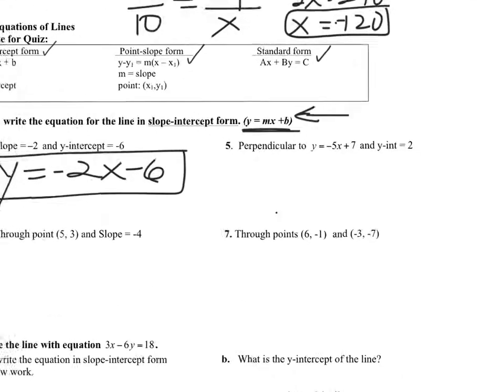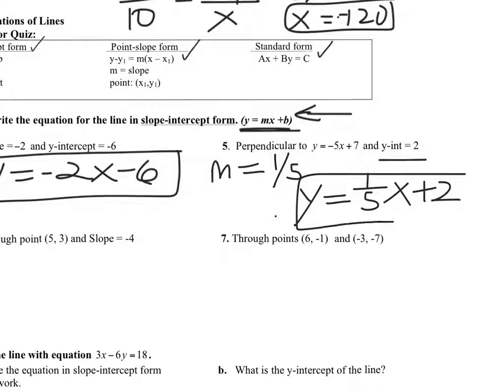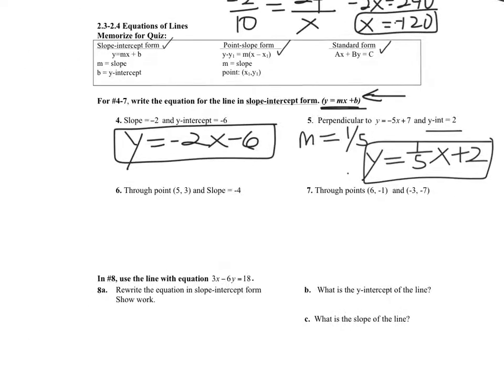Okay. Number 5, perpendicular. Now this one's a tougher one because you need to know perpendicular is opposite reciprocal. And they gave us the y-intercept again. They're very nice with that y-intercept. So what would the slope be of my line? Yes, 1/5. Opposite reciprocal. So y equals 1/5 x plus 2. Perfect. All right, so those first 2, not a lot of work to be done. You just have to think a little bit. The next ones you're going to have to work for.